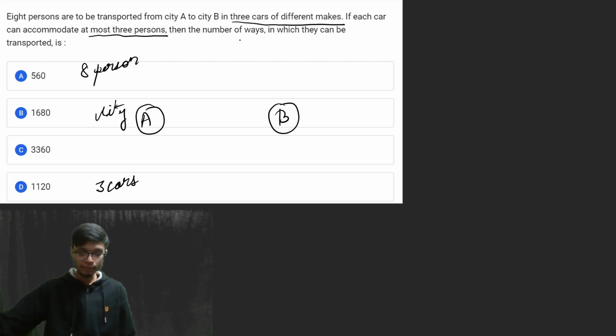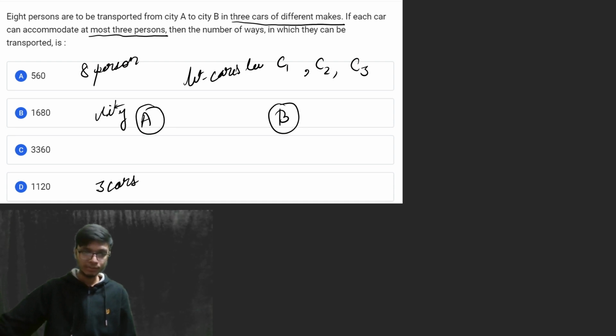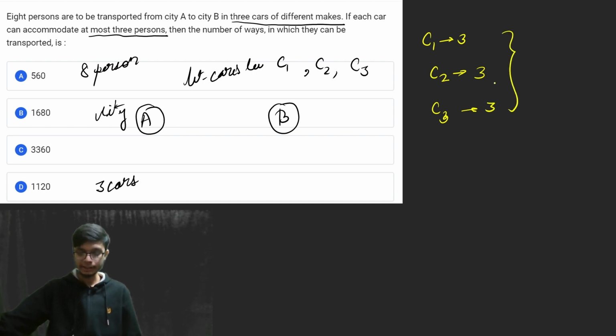But instead of doing it in equation format, we can also write this in the following way. Let one of the cars be labeled as C1, the other car C2, and the third car C3. Now C1 can have a maximum of 3 people, C2 can accommodate a maximum of 3 people, and similarly C3 can accommodate a maximum of 3 people. So that is the condition for transportation of people from city A to city B.